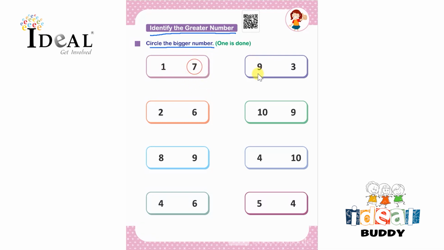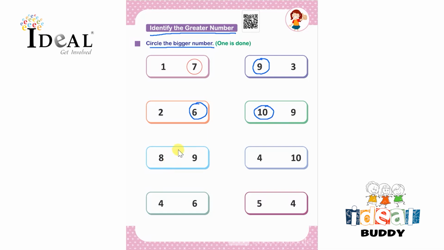Similarly, here is 9 and 3. So 9 is greater than 3, that is bigger as compared to 3. So the child has to circle the number 9. Over here it's 2 and 6. So 6 is bigger than 2. So they have to circle the number 6. Similarly here 10 and 9. So 10 is bigger than 9 or greater than 9.